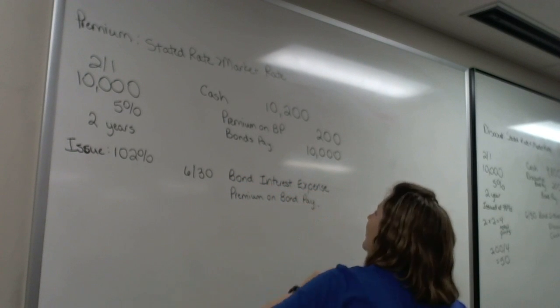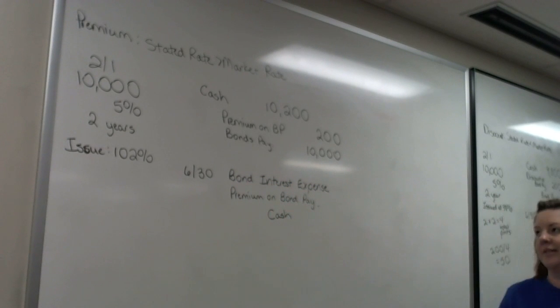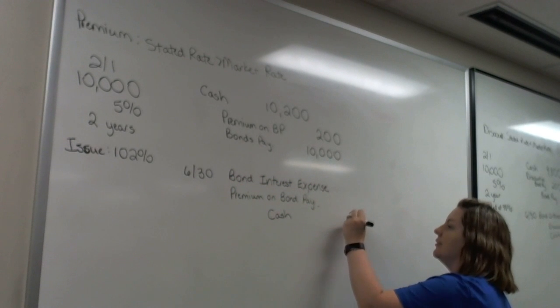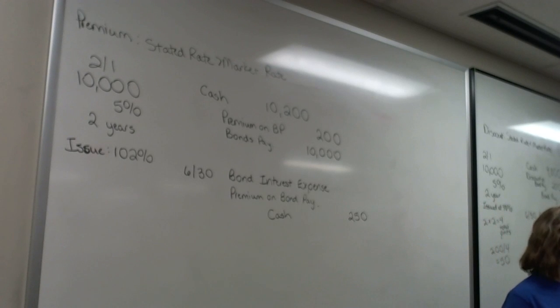Lots of writing here. Again, your interest calculation is still the same. I know I erased it, but we took 2.5% of 10,000. So that was $250 in cash payment. Okay. So we paid them $250 in interest, just like we did over here.